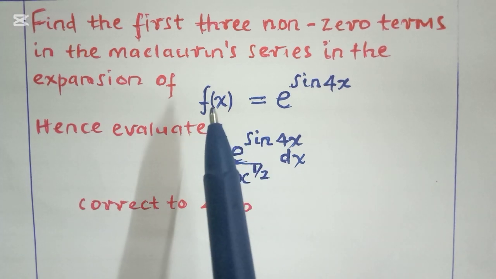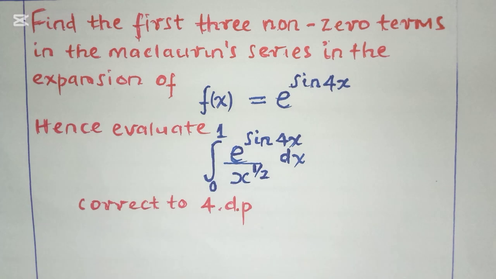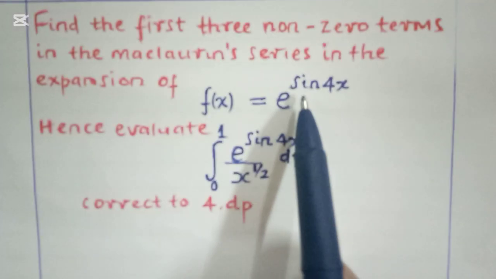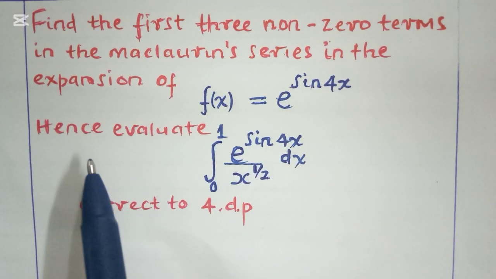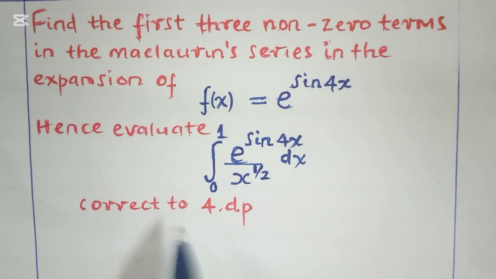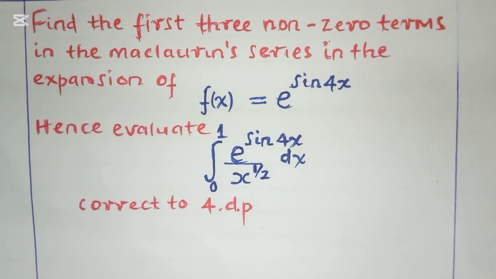So let me read the problem and then we continue. Find the first three non-zero terms in the Maclaurin series in the expansion of f(x) equals e raised to sine 4x, hence evaluate. Then you are given that, correct to 4 decimal places.